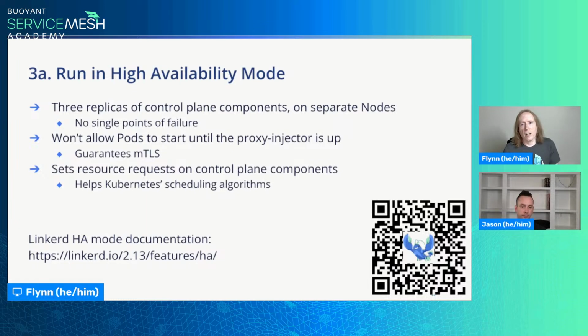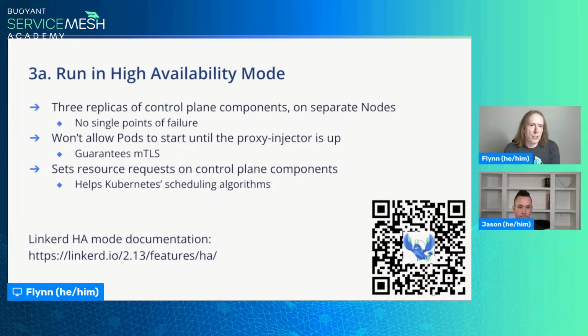Some other things here is that HA mode refuses to allow pods to start running until the proxy injector in the control plane is up and running. That prevents a race condition where a pod that starts really, really quickly could conceivably come up before the injector is ready to apply the proxy, and then that pod won't have MTLS. So HA mode avoids that particular race condition.